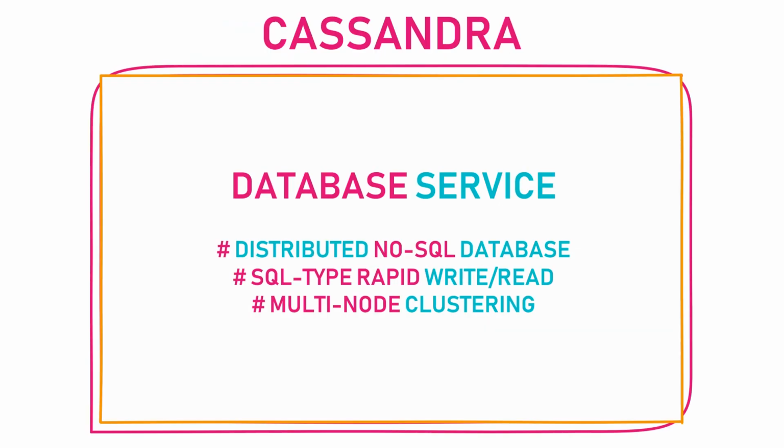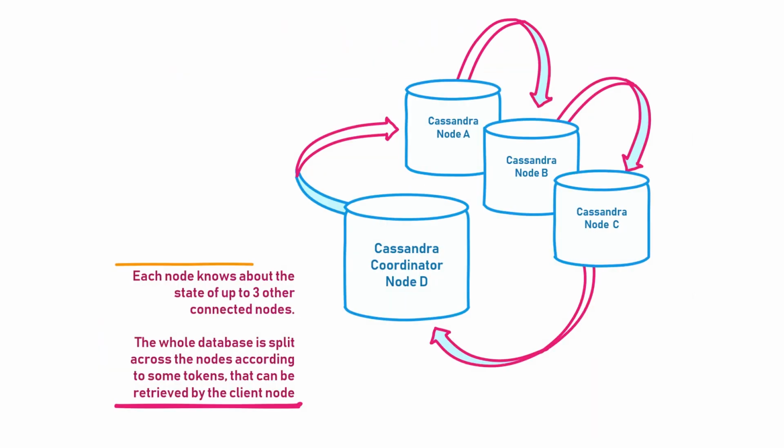To store our environmental data, we use the Cassandra database. It is a distributed NoSQL database and it operates using multiple nodes. The distribution of the data provides reliability and a higher throughput for real-time data processing. In this diagram, we see a Cassandra database composed of 4 nodes, A, B, C, and D.